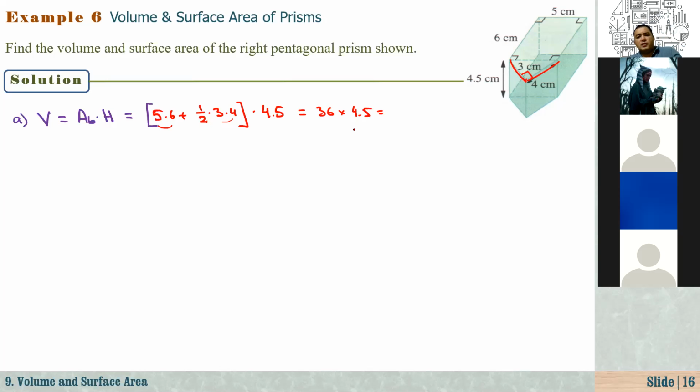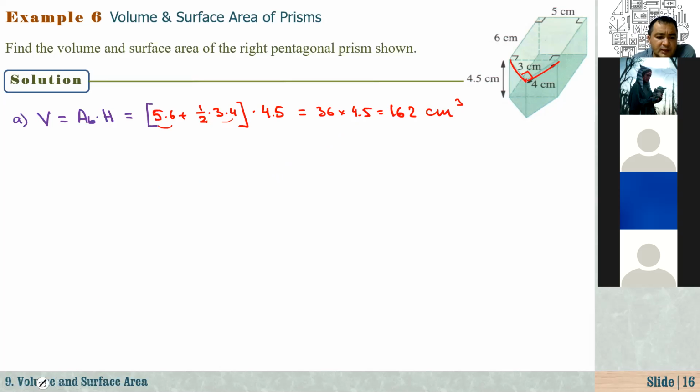Okay, 36 times 4 is 144 and half is 18. So that's equal to, I think, 162, right? So 36 times 4.5 is equal to 162 cm cubed. That is the volume of this solid.